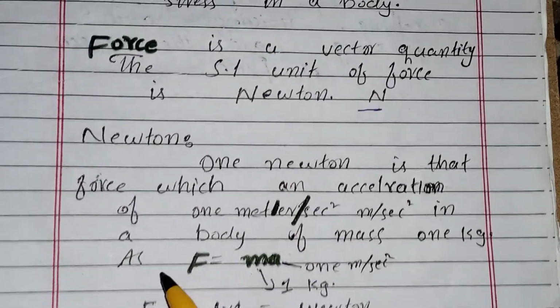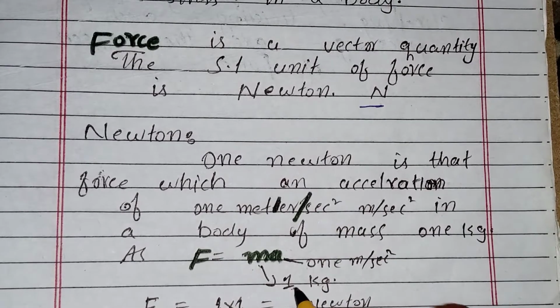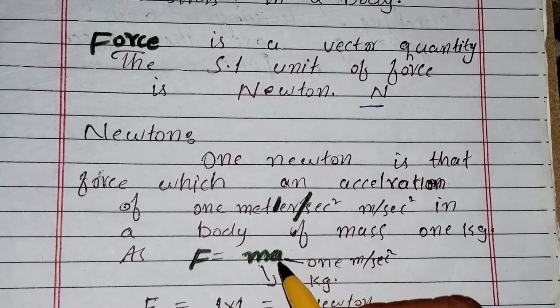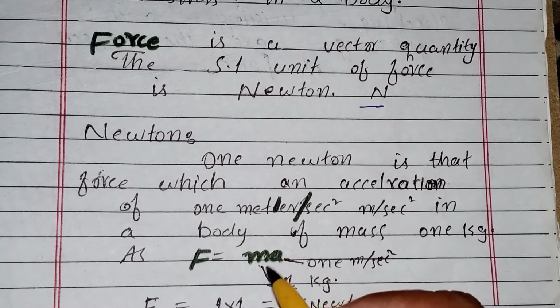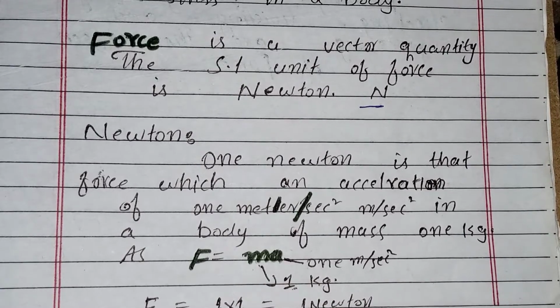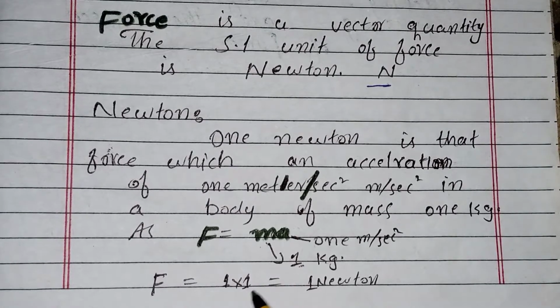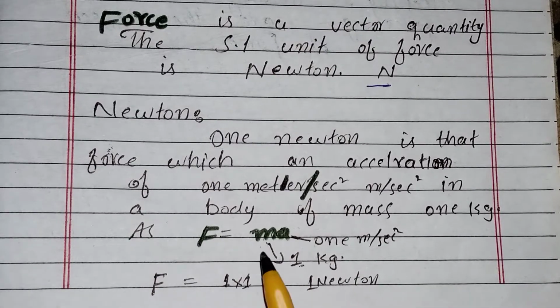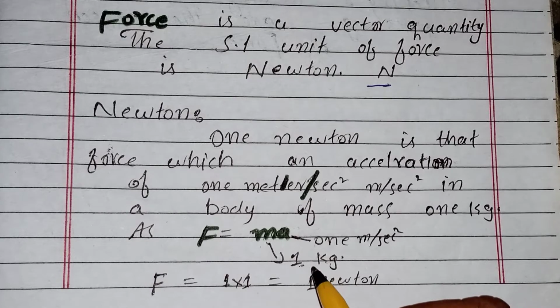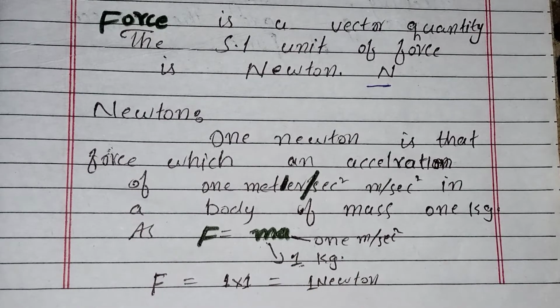According to the second equation of motion, F is equal to ma. Suppose the mass of the body is equal to 1 kg and the acceleration of this body is 1 meter per second square. By putting the values of mass and acceleration, as you can see here, force is equal to 1 multiplied by 1, which is equal to 1 Newton. So we have said that 1 Newton force is when a 1 kg mass body accelerates at 1 meter per second square, then this force is equal to 1 Newton force.